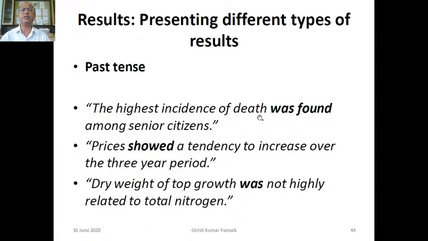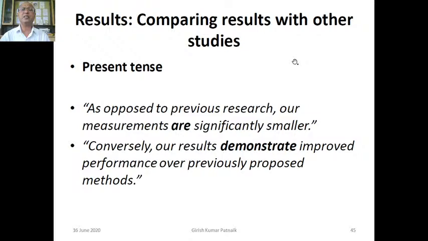Then when you are comparing your results with other studies, obviously we need to always compare our work with some of the earlier works. There we are supposed to use the present tense, because the comparison we are doing now. Here you can see the example: as opposed to previous research, our measurements are significantly smaller, because this comparison we are doing right now. Similarly, the other example: conversely, our results demonstrate improved performance. So I'm using the present tense whenever I am comparing with the previous ones.